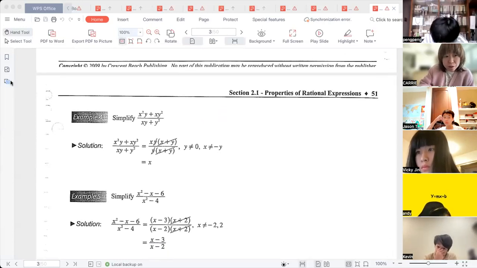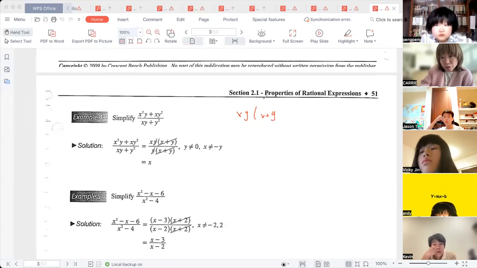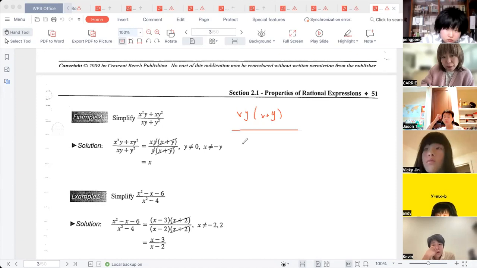So for this one, we need to take a look at the top numerator. We have x and y, and the common factor is x plus y, right? Inside. Jason, understand? Okay, so for the bottom we take y out, so the inside is also x, y, right?